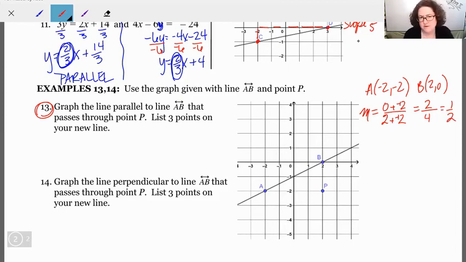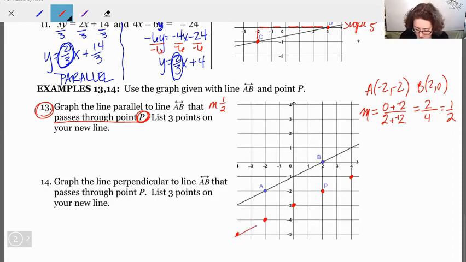I'm going to go back and reread problem 13. It says graph a line parallel to line AB that passes through point P. So that's where I'm going to start. I know my slope has to be 1/2 for a parallel line. Starting at P, a slope of 1/2 means I rise 1 and run 2. When graphing a line, I don't want to stop at just two points, so let's keep going in the opposite direction: fall 1, go backwards 2, and keep going until you run out of points. I can just barely fit it on the end of the graph.